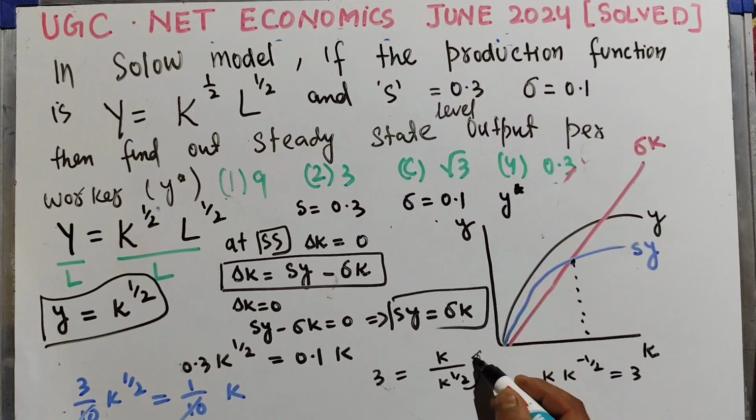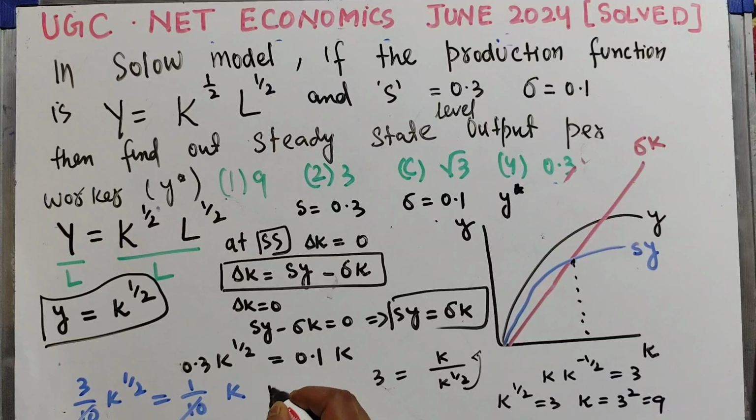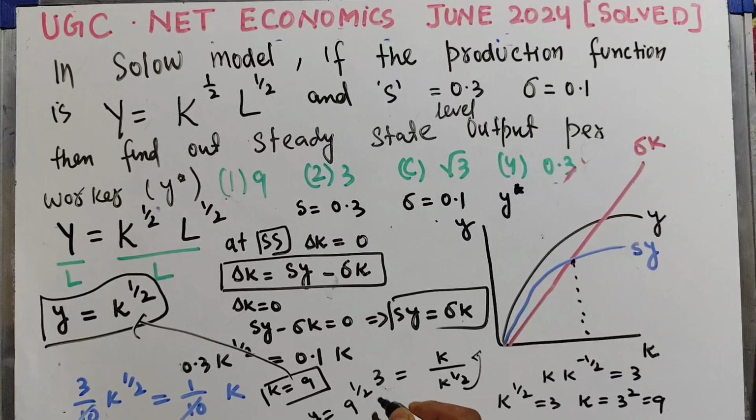Okay, we get k raised to the power 1 minus 1/2, which is k raised to the power 1/2, is equal to 3, which gives us capital per worker equal to, transposing this, 3 squared, which is equal to 9. So our capital per worker is equal to 9, but we are supposed to find out the output per worker. Simply plug k equal to 9 in this equation. That gives us y equal to 9 raised to the power 1/2, which is equal to 3 squared raised to the power 1/2.